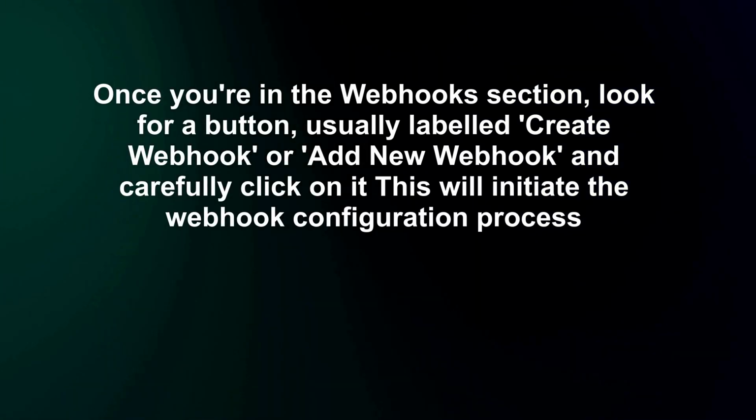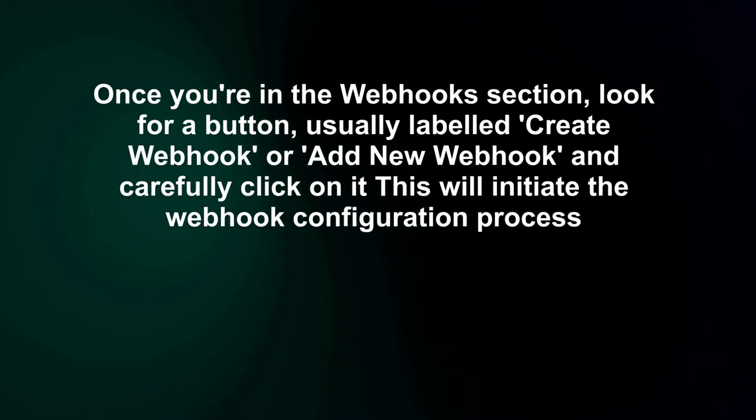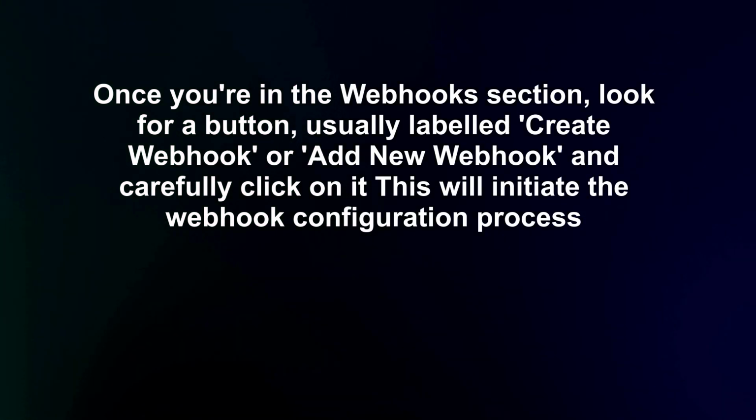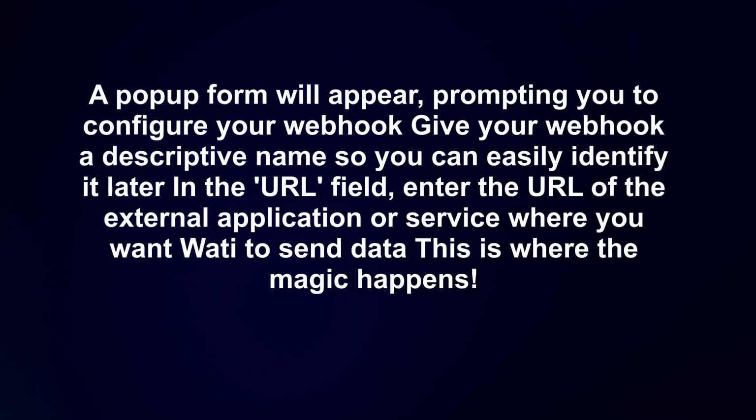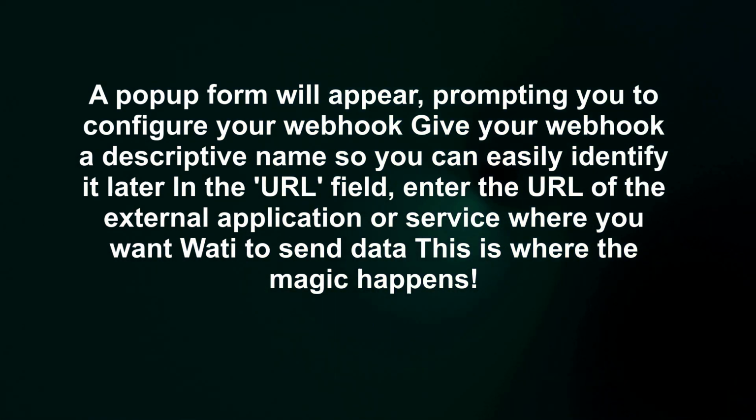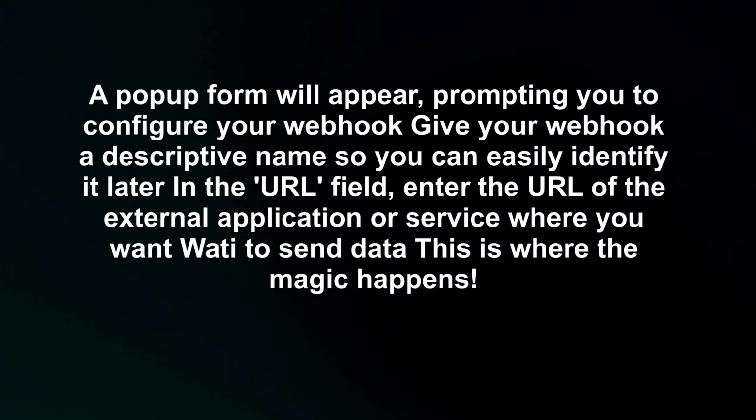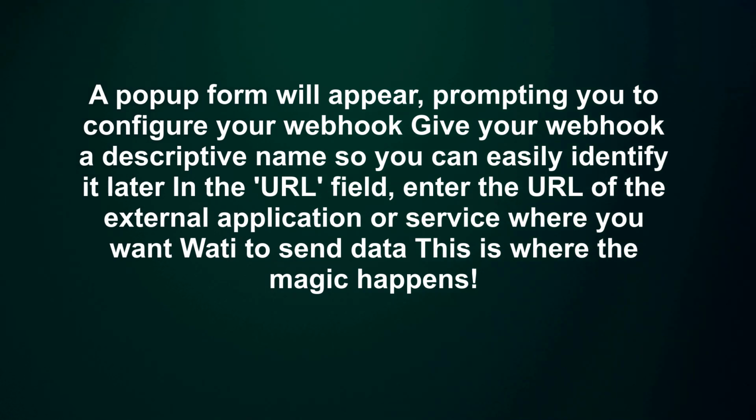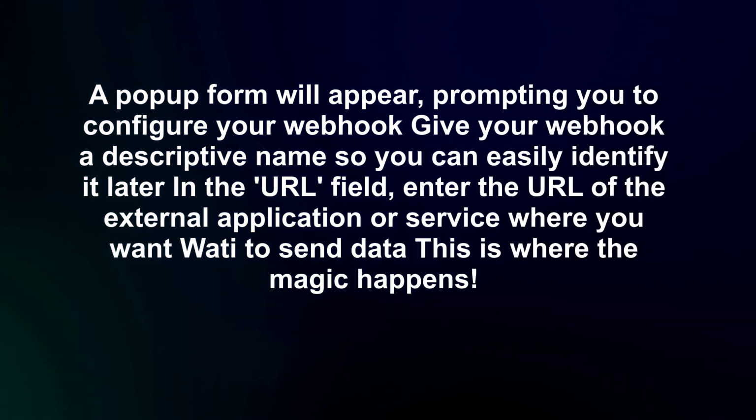Once you're in the webhooks section, look for a button, usually labeled Create Webhook or Add New Webhook, and carefully click on it. This will initiate the webhook configuration process. A pop-up form will appear, prompting you to configure your webhook. Give your webhook a descriptive name so you can easily identify it later. In the URL field, enter the URL of the external application or service where you want Wati to send data. This is where the magic happens.